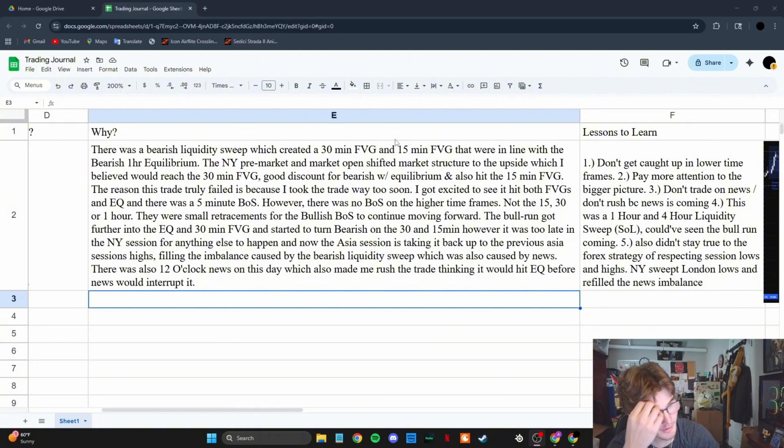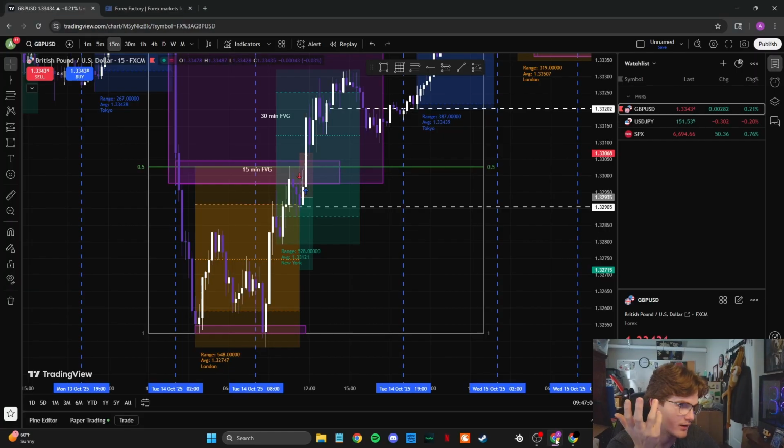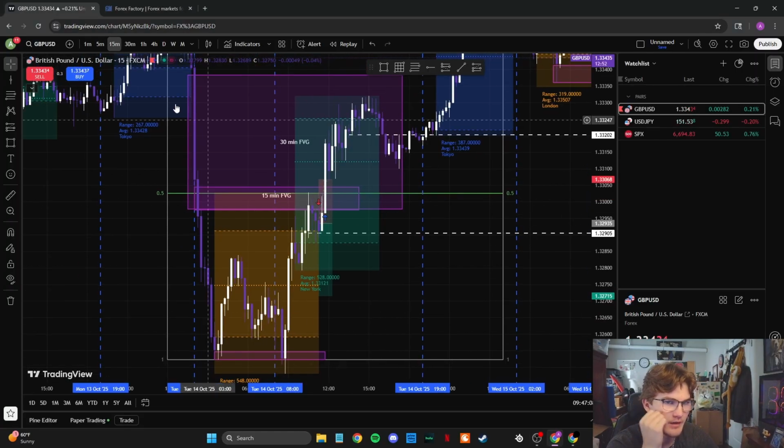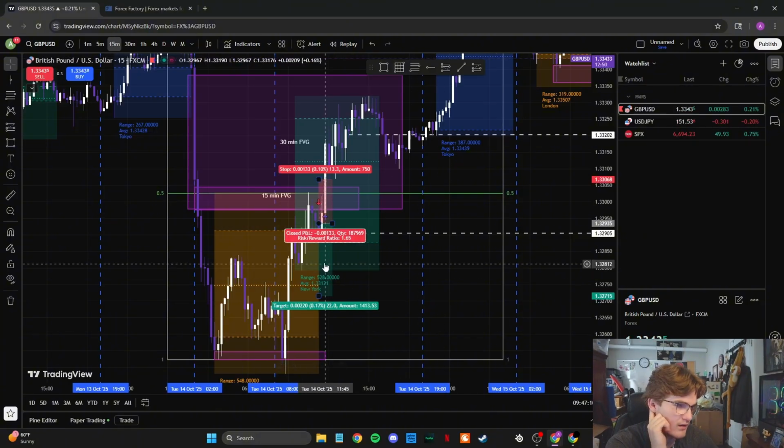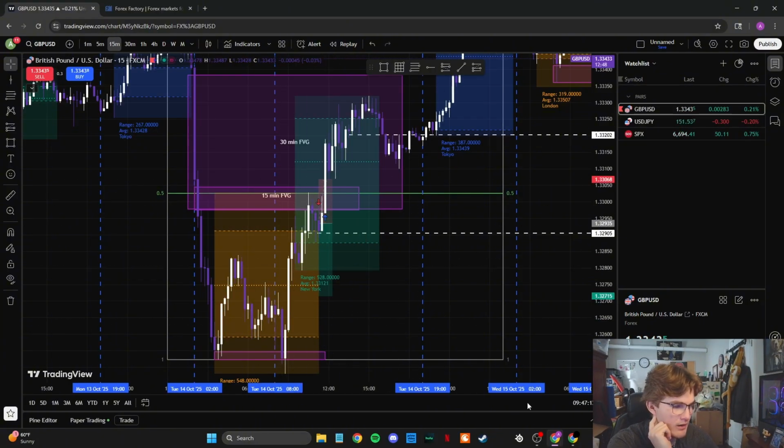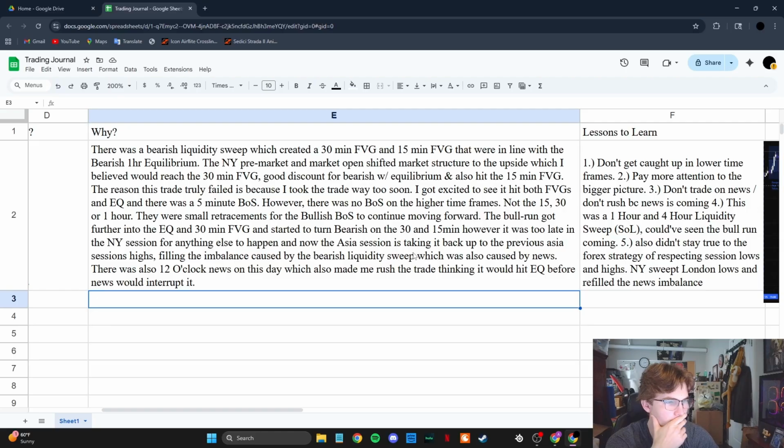So the New York pre-market open shifted market structure to the upside, which I believe would reach the 30-minute fair value gap. Good discount for bearish with equilibrium. Also at the 15-minute fair value gap. The reason this trade truly failed is because I took the trade too soon. It never ended up working out, but I took it off of nothing. There was no 30-minute, 15-minute anything. These were just retraces to keep it going. I was trying to see it at both fair value gaps and equilibrium.